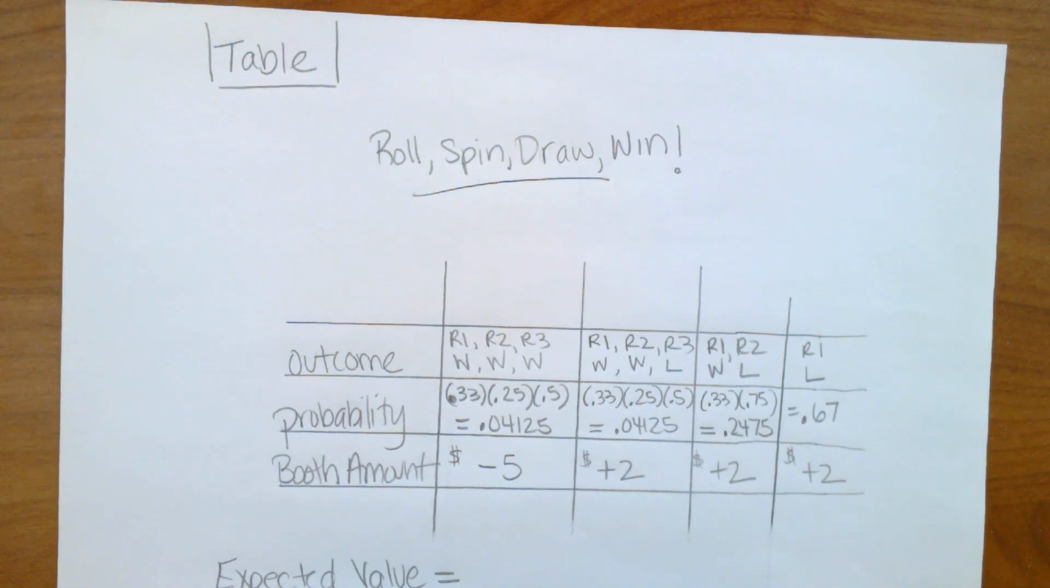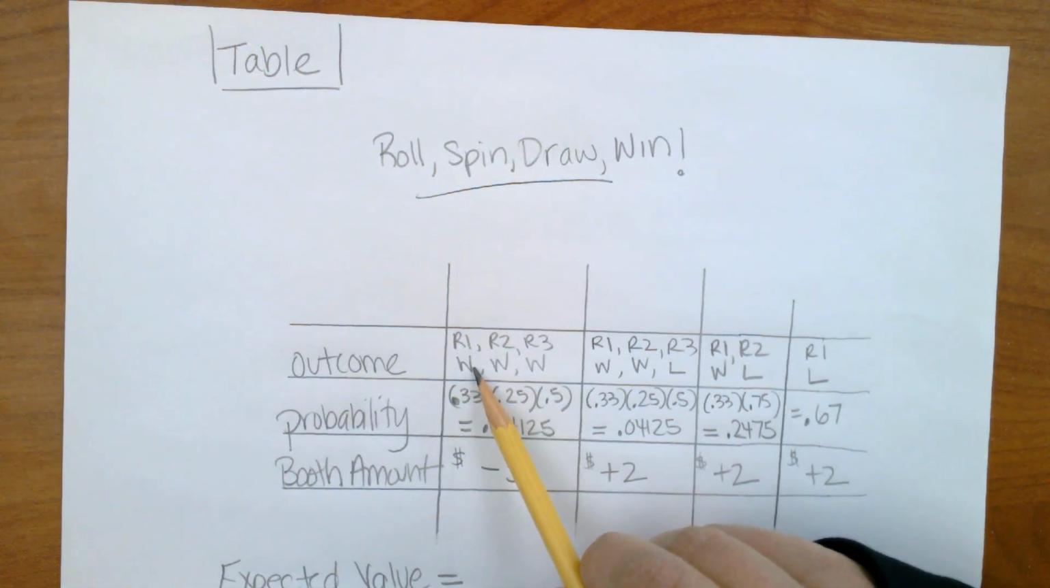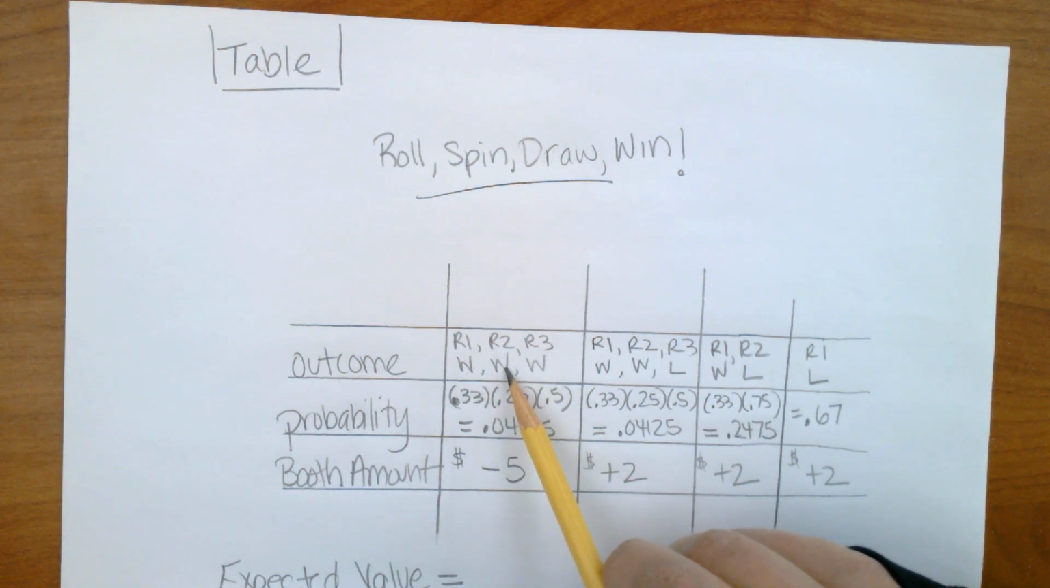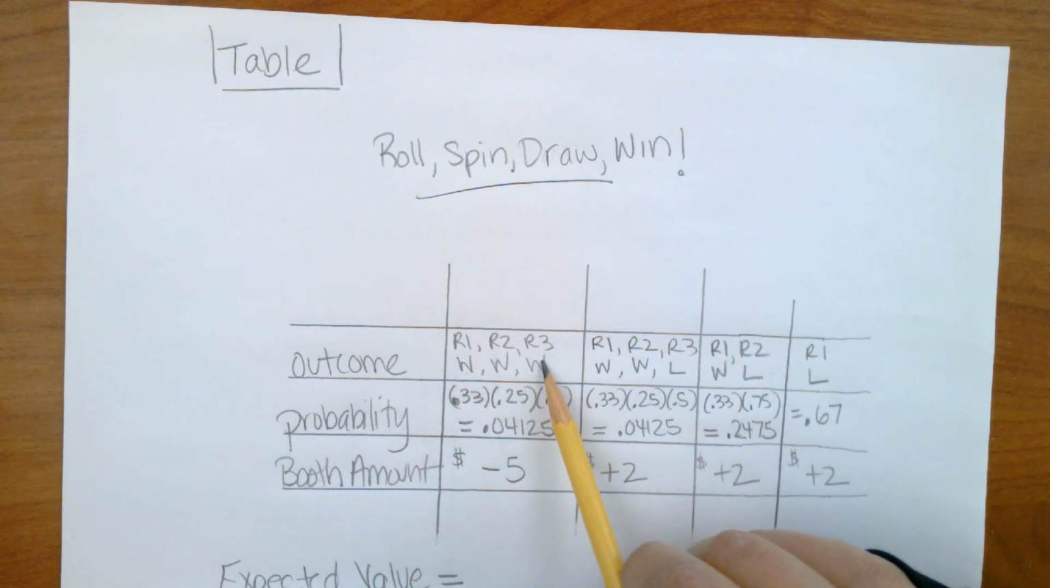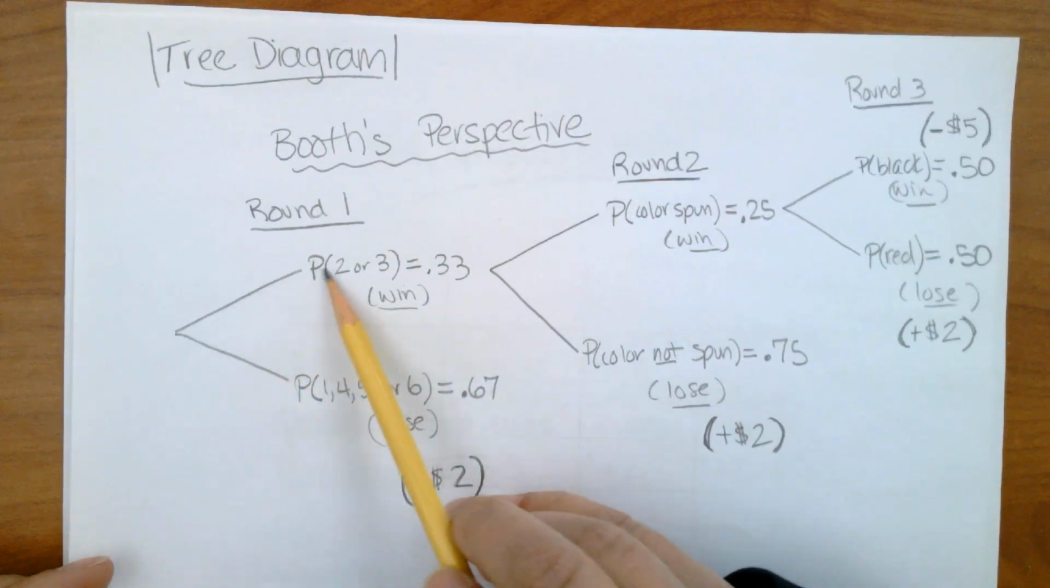All right, here's my table. Roll, spin, draw, win. Yay. All right, outcome. Just like what I said on the tree, we can win round one, we can win round two, we can win round three. Looking back at my tree diagram, I'm taking this path.